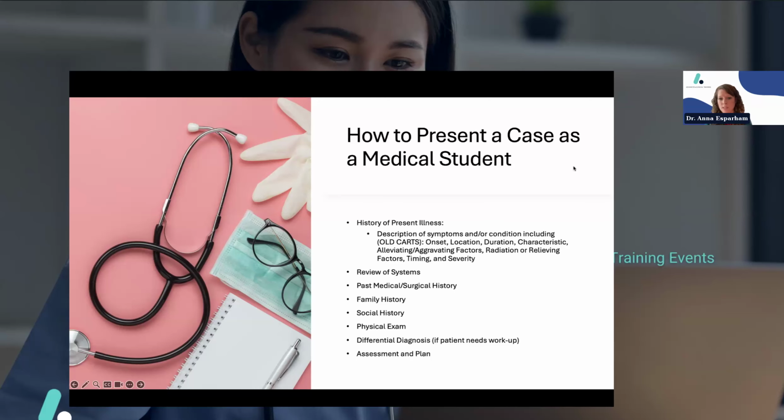Sometimes they use different acronyms. One is OLD CARTS, and it's the onset of the symptoms. So say it's pain: onset of the pain, when did the pain start; the location of the pain in the body; duration, how long has it been there? Is it acute, did it just start a few days ago, or has it been going on for several years? How do they qualify that pain? Is it achy? Is it dull? Is it stabbing? And then alleviating and aggravating factors. Does rest, ice, heat help?